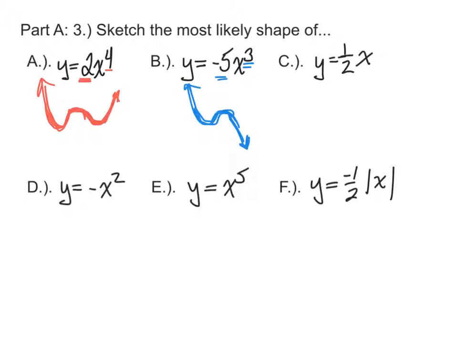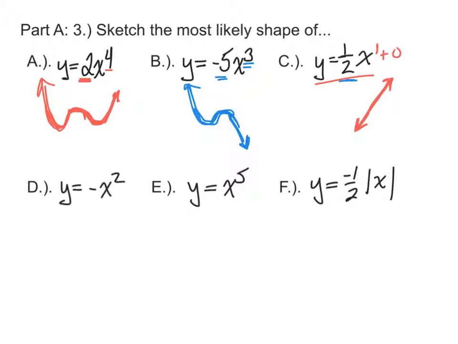For y equals 1/2 x, 1/2 is positive. That means it's going to go up at the end. And since the degree of x is 1, that means it's going to have 0 turns. So this one's just going to be a straight line. Which, when we take a step back and look at the equation, it looks like it's a straight line. Since it has y equals 1/2 x, that's 1/2 x plus 0, so that's slope-intercept form.